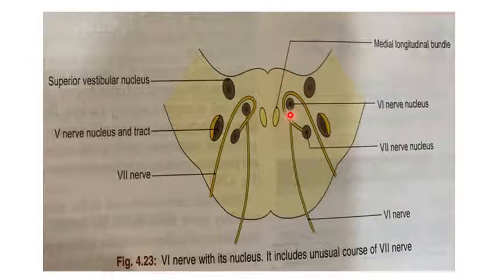Now, the fibers from the sixth nerve nucleus arise from the nucleus and pass through the trapezoid body, then through the medial lemniscus and basilar part of the pons, and it is attached to the lower part of the pons opposite the pyramid of the medulla.